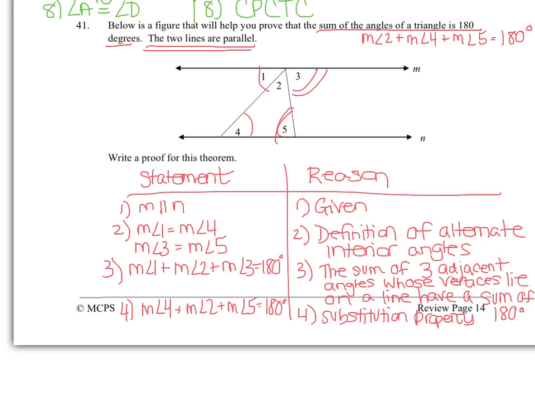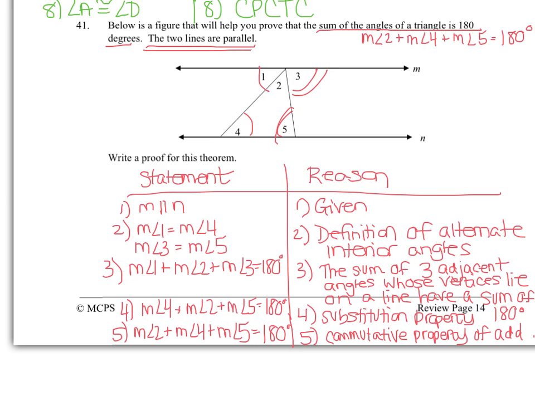If I want to be really technical, I can put the measure of angle 2 plus the measure of angle 4 plus the measure of angle 5 equals 180 degrees, since that's the order I wrote it in originally. And the reason for that is the commutative property of addition. That's just saying the measure of angle 2 plus the measure of angle 4 is going to be the same thing as the measure of angle 4 plus the measure of angle 2.